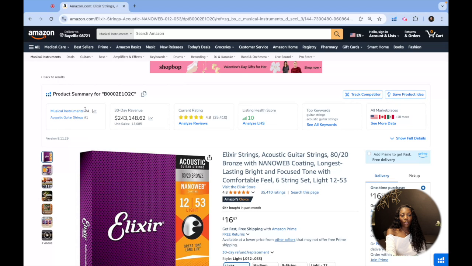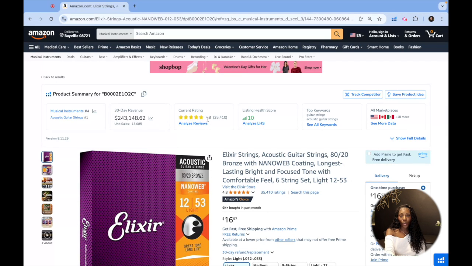So you can be ranked different numbers depending on the category that you're looking at. Musical instruments is the broader category, and then acoustic guitar strings is like a subcategory of that. So it's kind of like an umbrella. You've got musical instruments, and then acoustic guitar strings is a little thing under that. The 30-day revenue for this product is $243,000. They are doing great. And the unit sales is 13,085. So they're still selling a lot of product every single month.